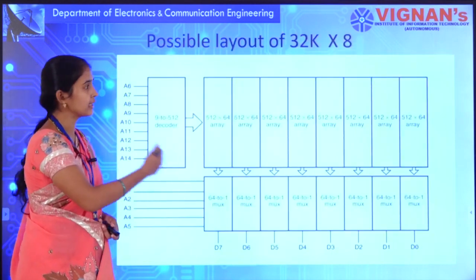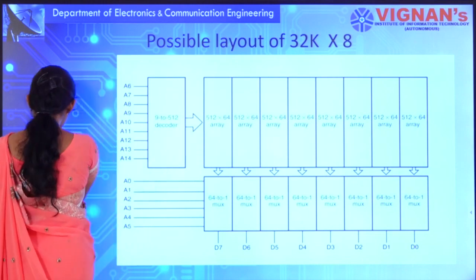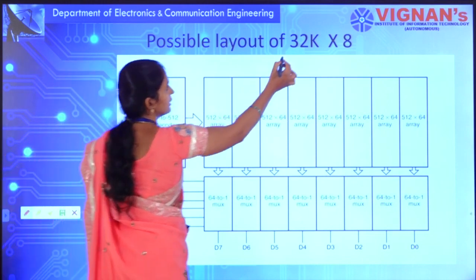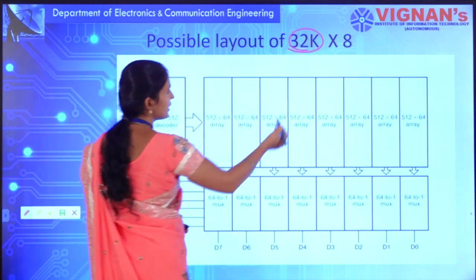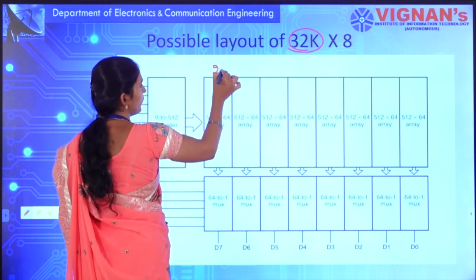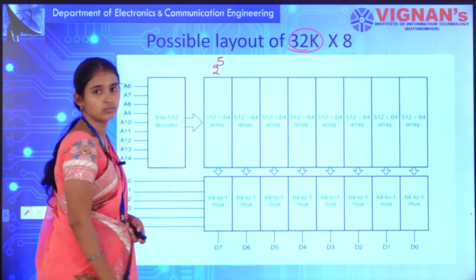So what they are doing here is, see here, 32 kilo means 2 power 5 is 32.